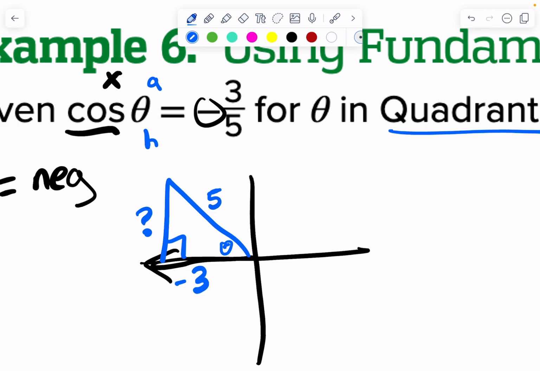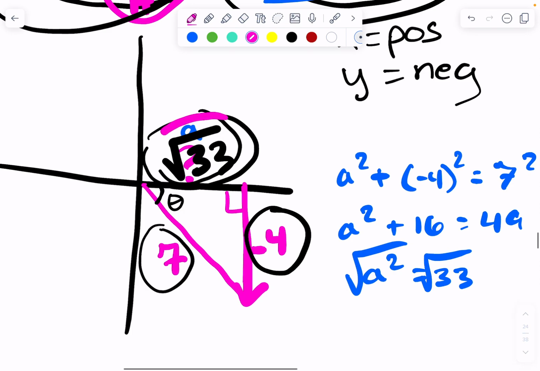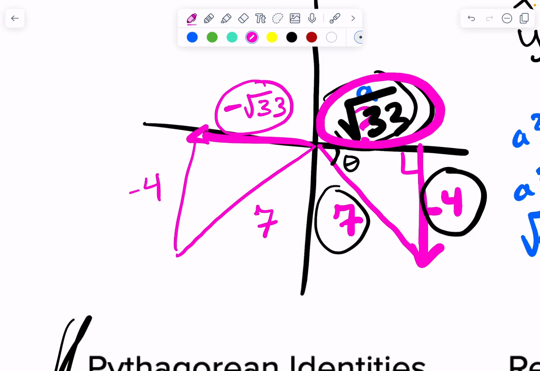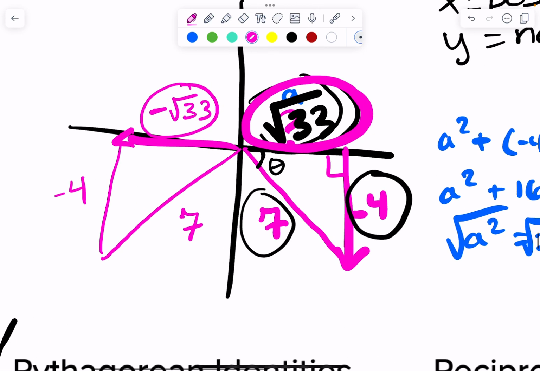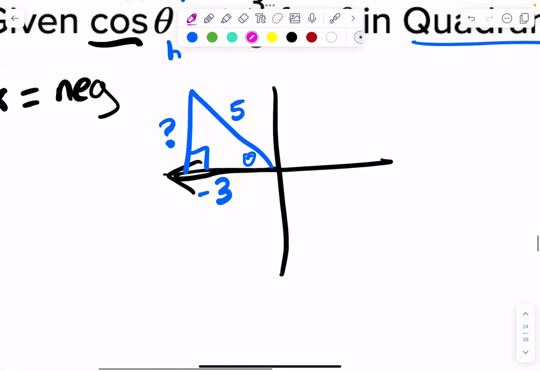One other thing that I probably should have talked about up here, but it didn't come into play, is that sometimes when you find this side that's missing, you might have to make him negative, right? Like if you were in the third quadrant and this guy was negative 4 and this guy was 7, and I found out that this was the square root of 33, guess what? He's going to the left, so he has to be a negative square root of 33. So keep that in mind. I didn't say that over here because the square root of 33 was to the right and he was going to be positive, but just pay attention to that, okay?